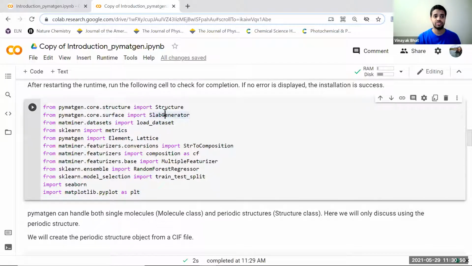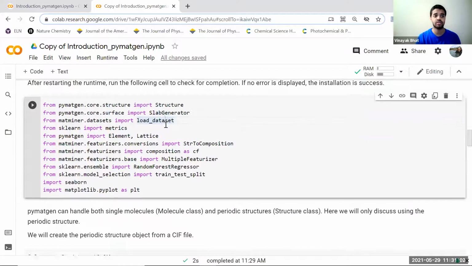We can also generate slabs. I don't think we'd have so much time to do that. We can generate input structures for running quantum mechanical calculations, like things in Quantum Espresso or VASP or any other package that you can think of.